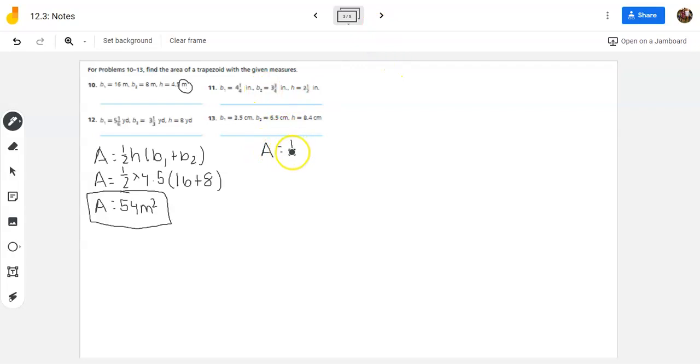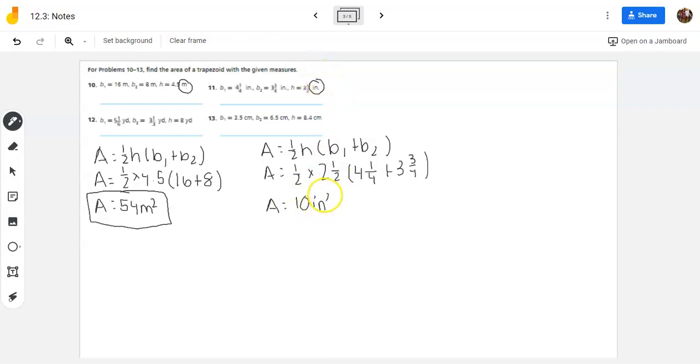A equals 1/2 h. In parentheses, B1 plus B2. Now let's plug our numbers in. So I have a half times h is 2 1/2. Our bases are 4 1/2 and 3 3/4. So 4 1/4, I'm sorry, plus 3 3/4. Carefully put that into your calculator. Remember, units and backslashes is on your calculator to do mixed numbers. When you put that all in there, you'll get 10. My label is inches and it's area, so it's squared.